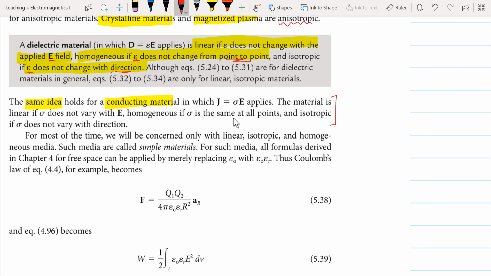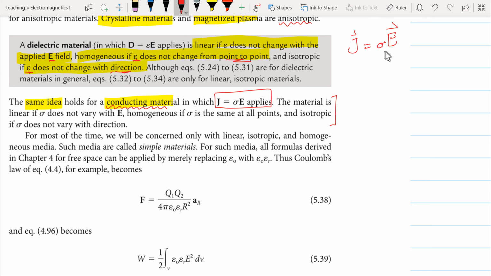So we observe that the same concept of linearity, homogeneity, and isotropy applies to a conducting medium that is defined by J equals sigma E. Of course, we know that J is the current density, the vector. Sigma is the conductivity; this is not a vector. And E is the electric field strength.